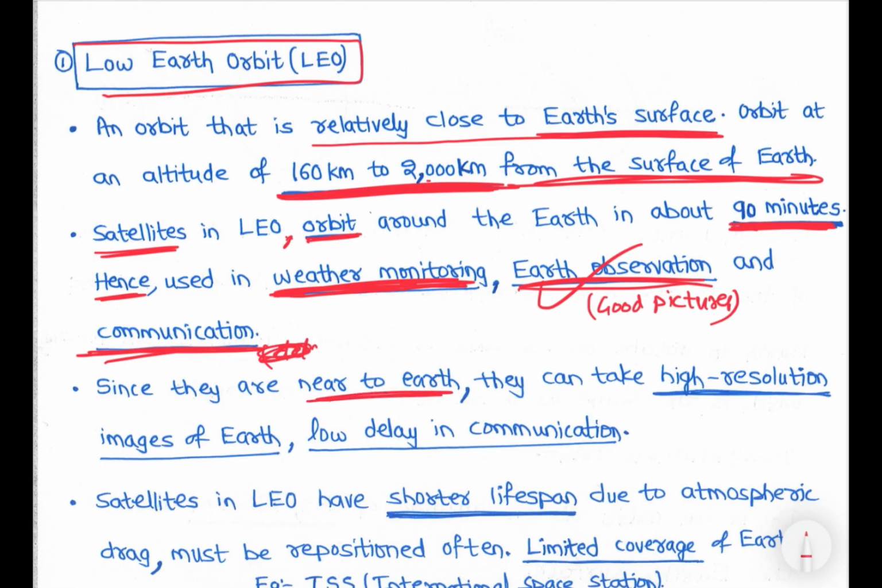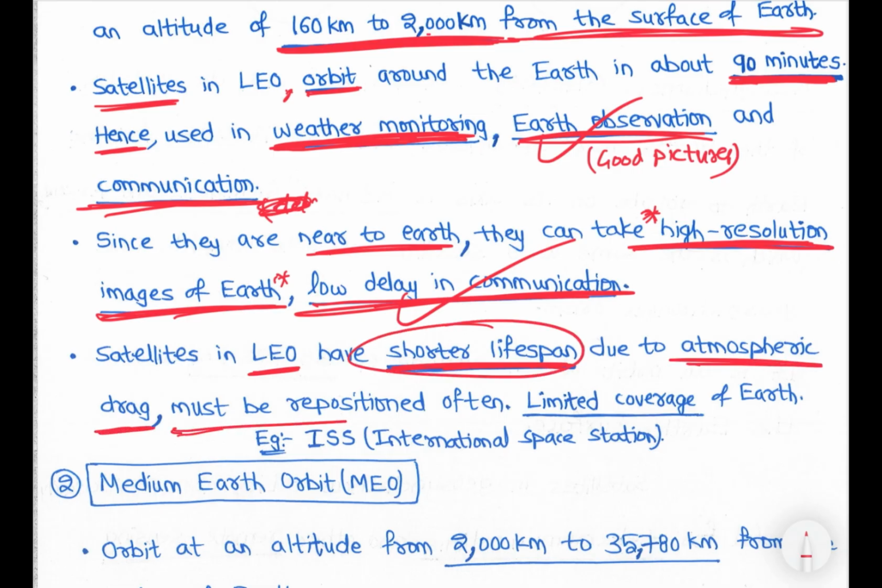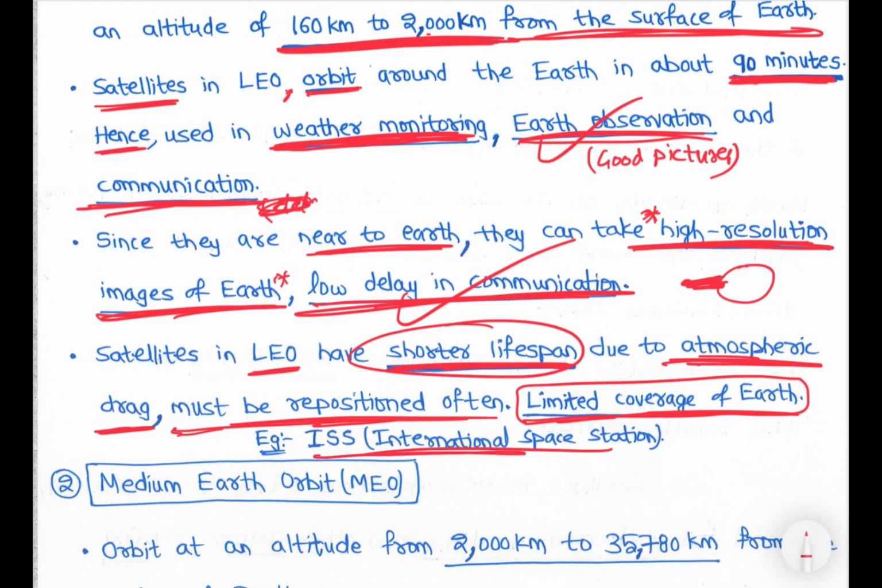Since they are near to earth, they can take high resolution images of earth, ले सकते हैं, right. Then low delay in communication, right. So satellites in low earth orbit have shorter lifespan due to atmospheric drag, shorter lifespan, or must be repositioned often. So shorter lifespan है तो repositioned often, right, and limited coverage of earth, right. We have understood, जैसे low earth orbit इधर है तो भाई we can cover only less area of earth, right. Example is International Space Station, right? International Space Station.